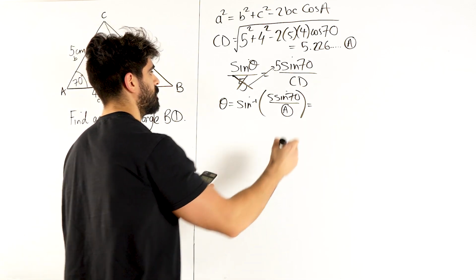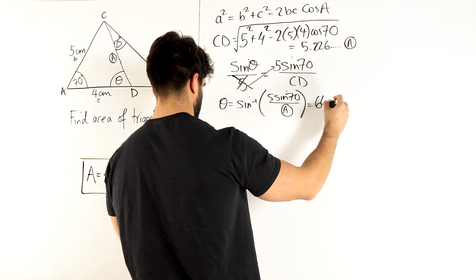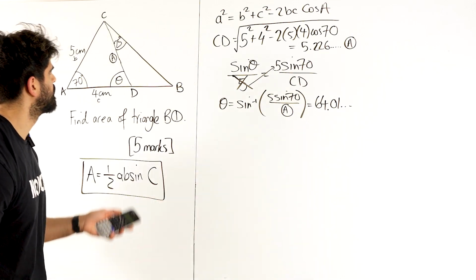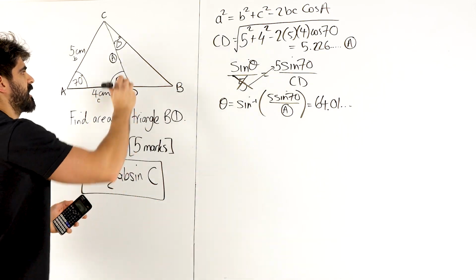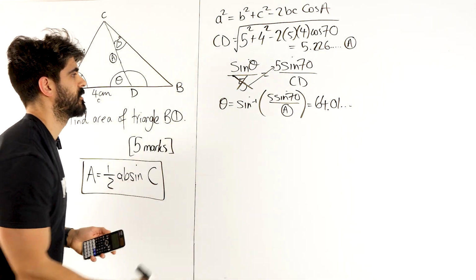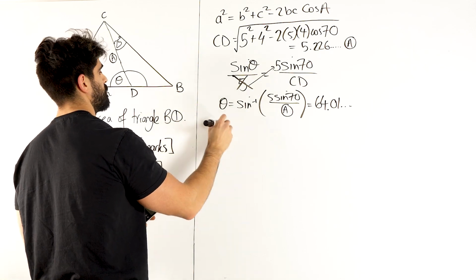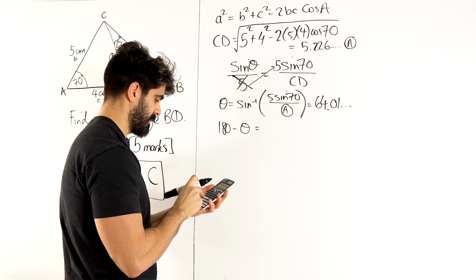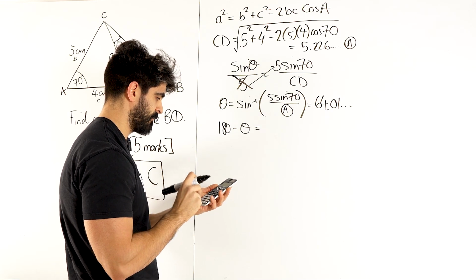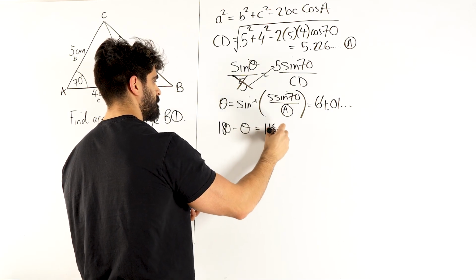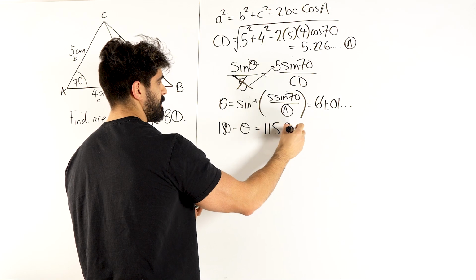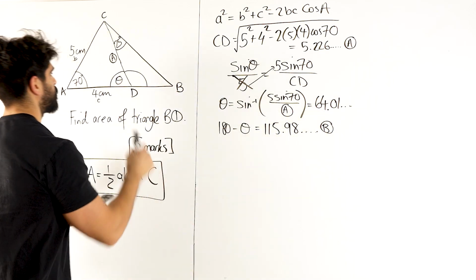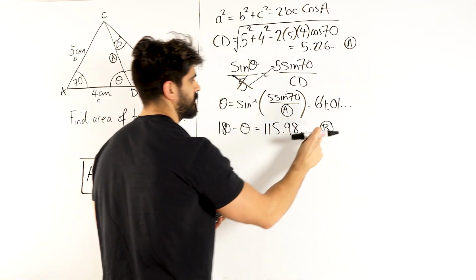So 64.01 dot dot dot. Now with that, I'm actually not going to store it because we want this angle. So I'm going to do 180 minus that. 180 minus answer is 115.98 dot dot dot dot. That I'm going to store as B. Or actually, should we store it as D? Just because it's over there.